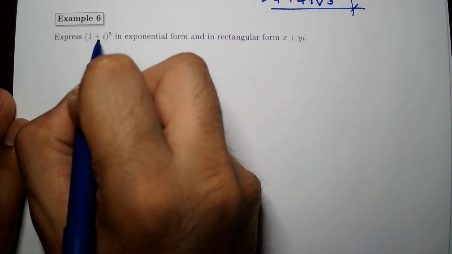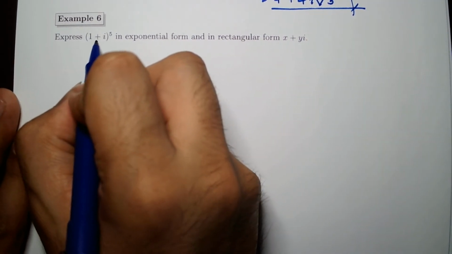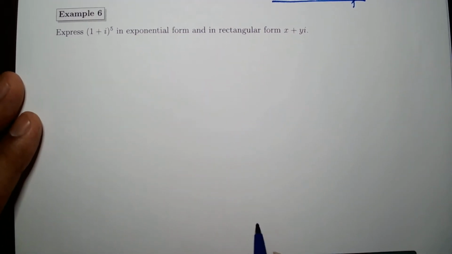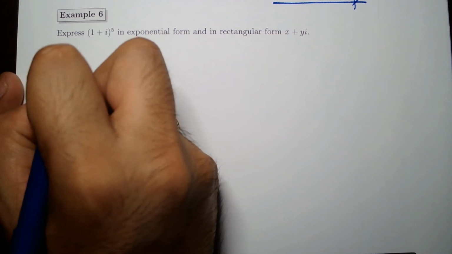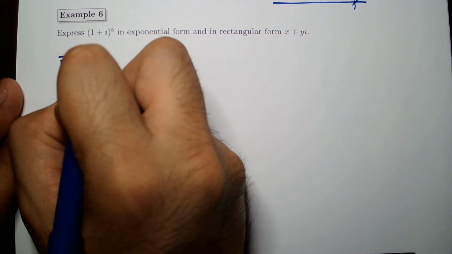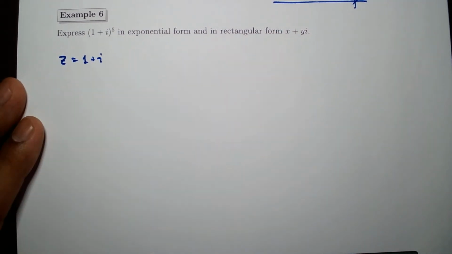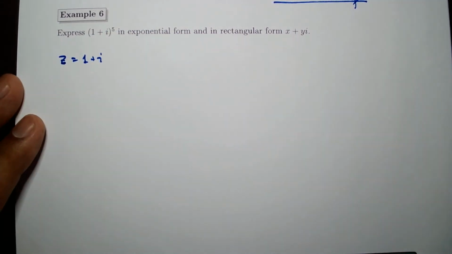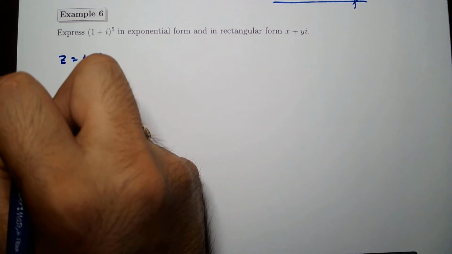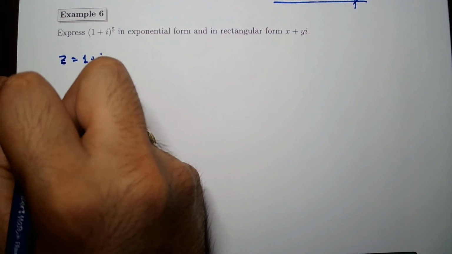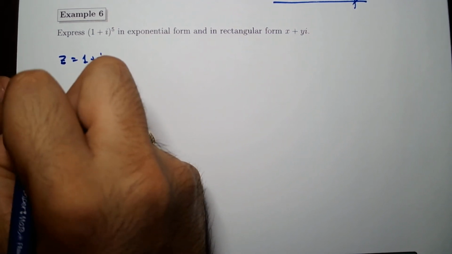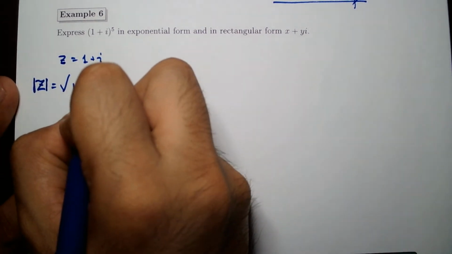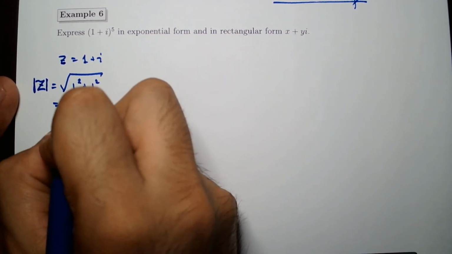So in this case, let's write this in polar, and let's consider z equals 1 plus i. That's the number inside, some complex number z. So the modulus, the absolute value of z, is the square root of 1 squared plus 1 squared, which in this case is the square root of 2.